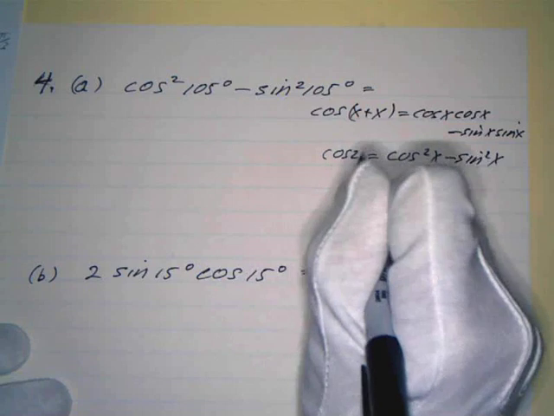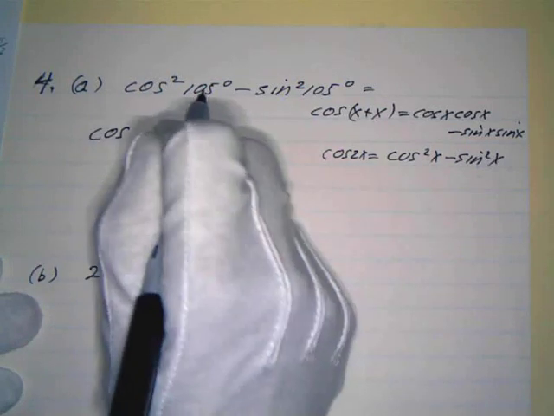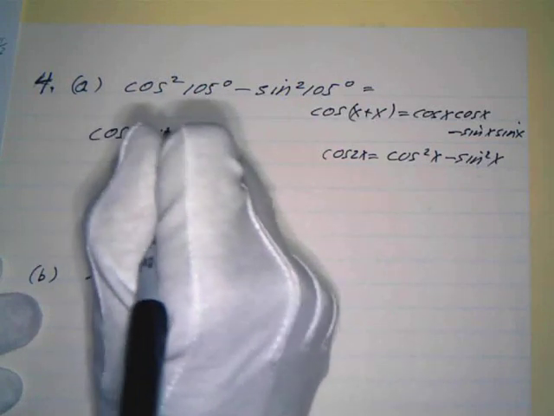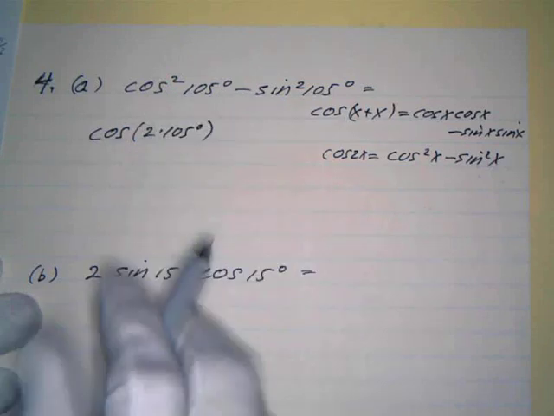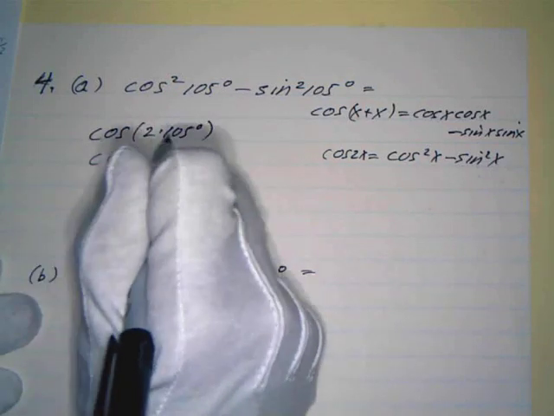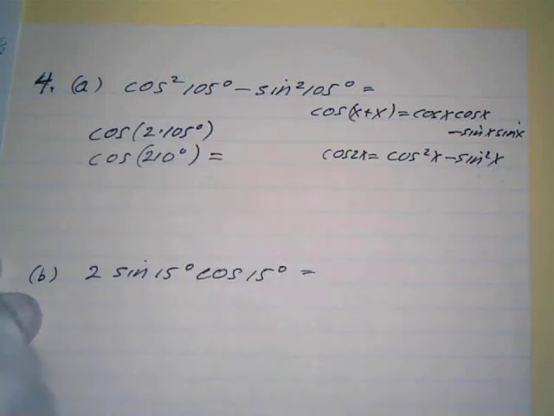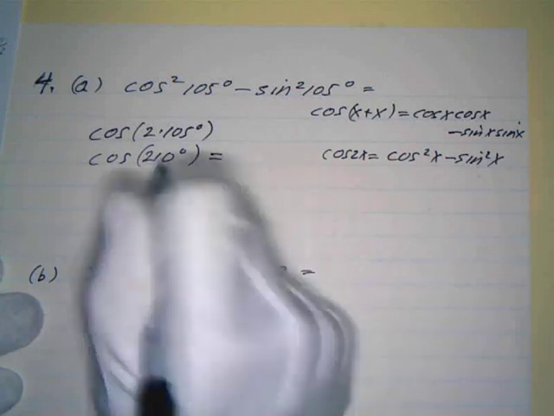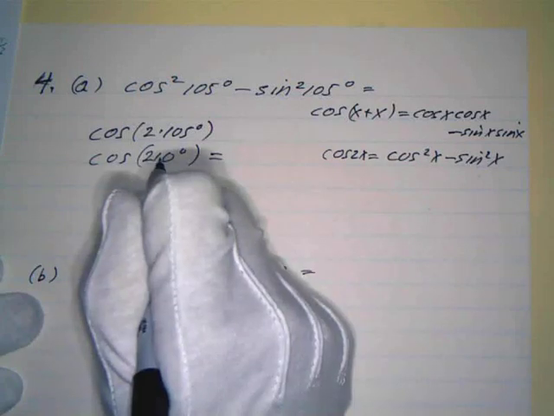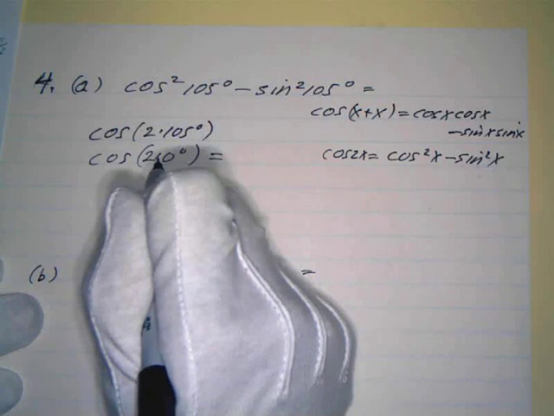And that's the cosine of 2x. So to simplify this, this is going to be the same thing as the cosine of 2 times 105 degrees. It's our 2-angle formula. That's the same thing as the cosine of 210. So what's that going to be? Well, that would be pi over 6, I guess.